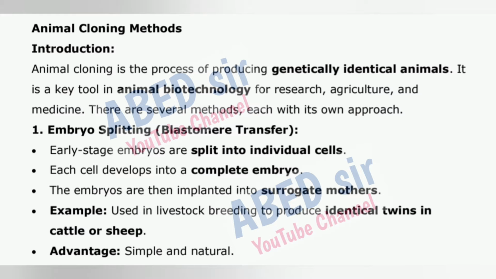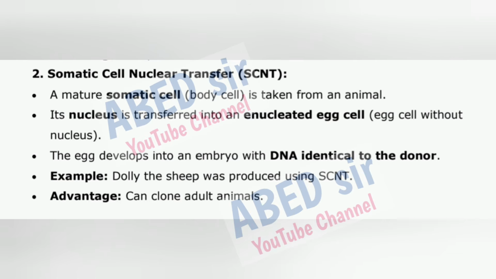2. Somatic cell nuclear transfer, SCNT. A mature somatic cell, body cell, is taken from an animal. Its nucleus is transferred into an enucleated egg cell, an egg without a nucleus. The egg develops into an embryo with DNA identical to the donor. Example, Dolly the sheep was produced using SCNT. Advantage: can clone adult animals.